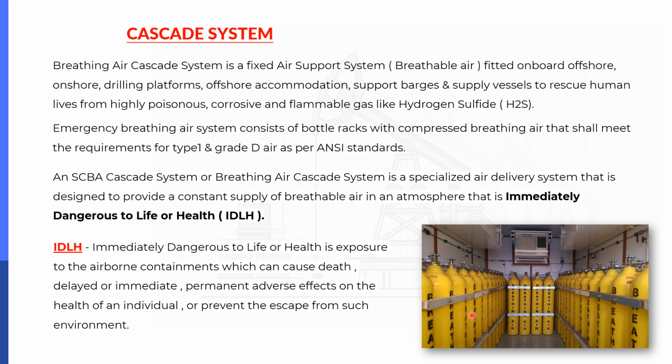So these are the cylinders, and they are kept on the rack. These cylinders are supplied breathable air from the compressor. There is a compressor inside this container. The compressor supplies breathable air to these racks of cylinders, and from here the line goes to different manifold locations, which provide breathable air in the flammable atmosphere, or the atmosphere where the concentration of hydrogen sulfide is high.